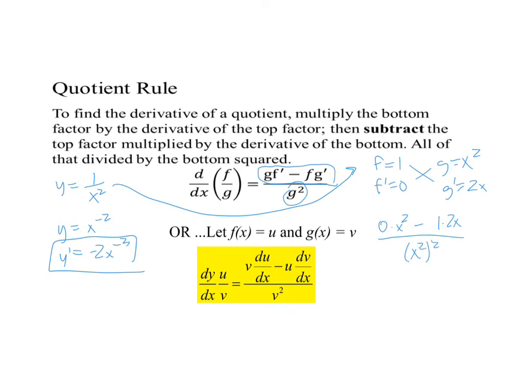When we simplify the top, 0 times x squared is 0, so we get minus 2x over x to the fourth. If we cancel out an x on the top and one on the bottom, we'd get negative 2 over x cubed. And you can see that answer matches exactly what we did with the power rule.